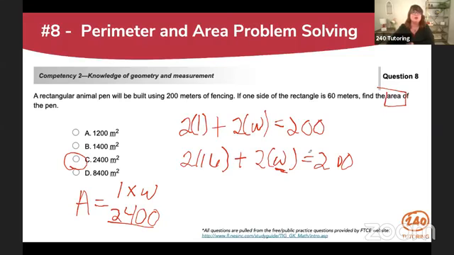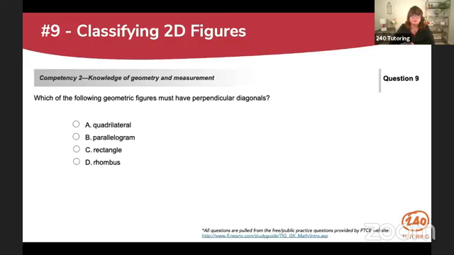Okay, so we're going to move on to the next question. Classifying 2D figures. Okay. This says, which of the following geometric figures must have perpendicular diagonals? Now, all this question is a knowledge of your vocabulary or an assessment of your knowledge of vocabulary. How many vocabulary words do you know when it comes to geometry?